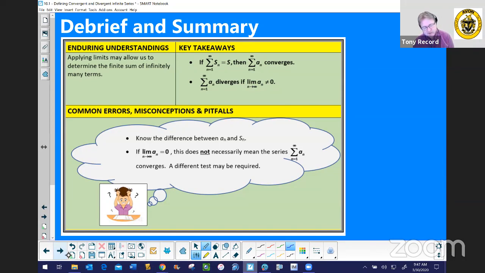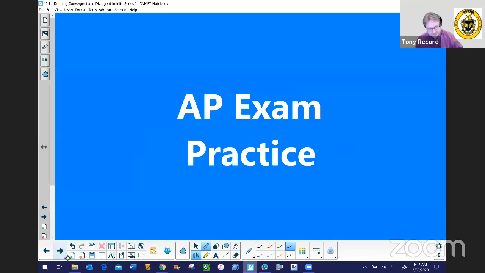Certainly you want to know the difference between a term a sub n and a partial sum s sub n. It's very easy to get those two things confused. And then let's not forget that if the limit as n approaches infinity of a sub n does indeed equal 0, this does not necessarily mean that the series will converge. A different test may be required, and Brian and I will be talking about those throughout the week.